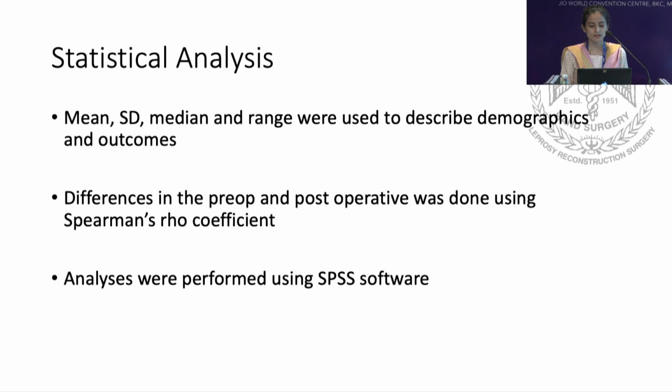So for the statistical analysis, the mean, SD, and range were used to describe the demographics and the outcomes. Differences between pre- and post-operative values were assessed using Spearman's rho coefficient, and the correlation between the scores was done using Wilcoxon's paired t-test.